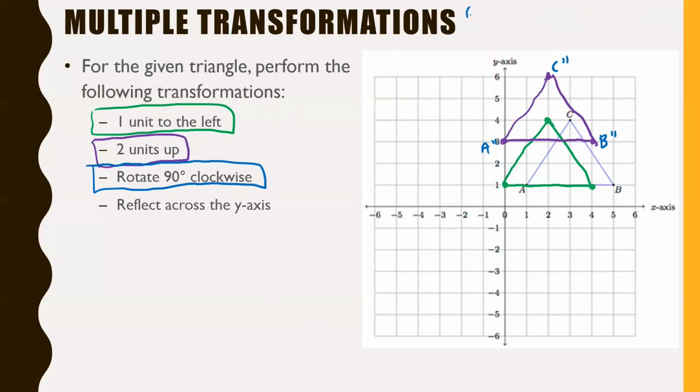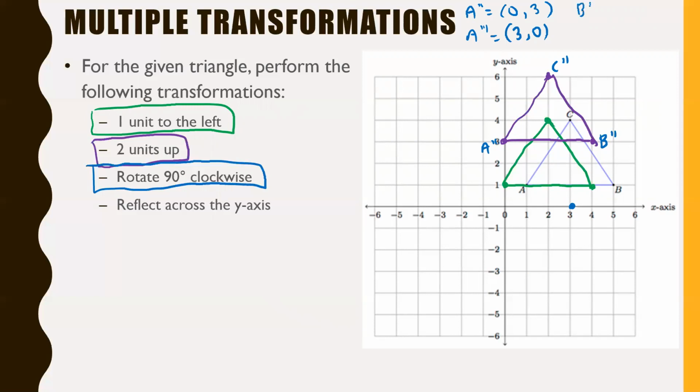So let's list these out. A double prime is currently (0, 3). Now, by the rules of a 90-degree clockwise rotation, you make x negative, so we have to make 0 negative, which is still just 0, and then you swap your x and your y. So A triple prime is going to be (3, 0). So (3, 0), that would be this point right here. I've just now done my 90-degree clockwise rotation on this A double prime point.